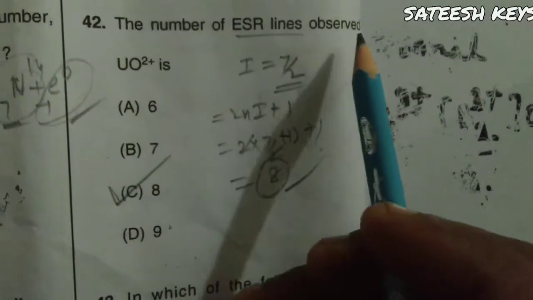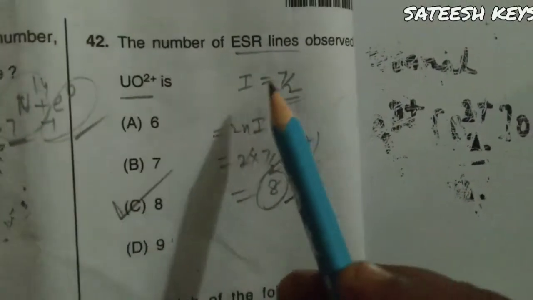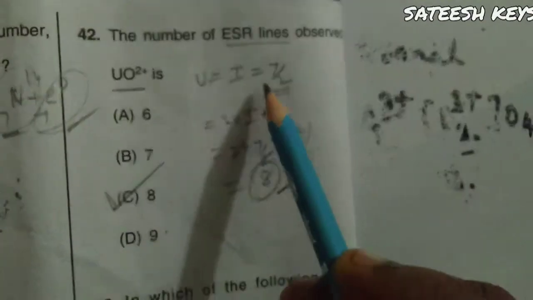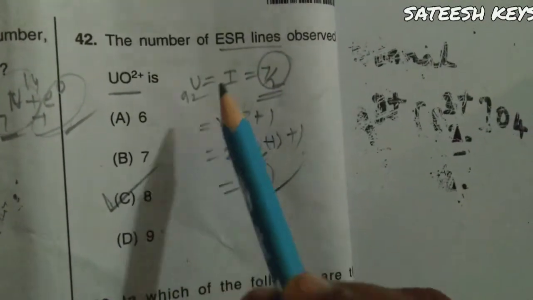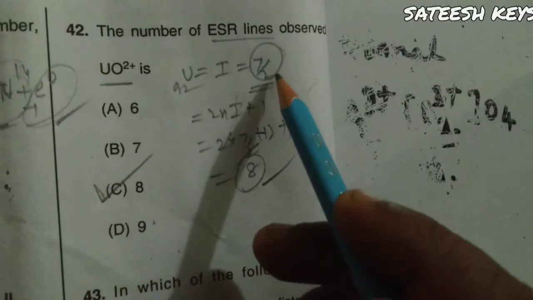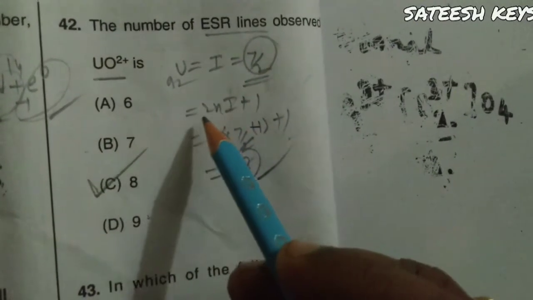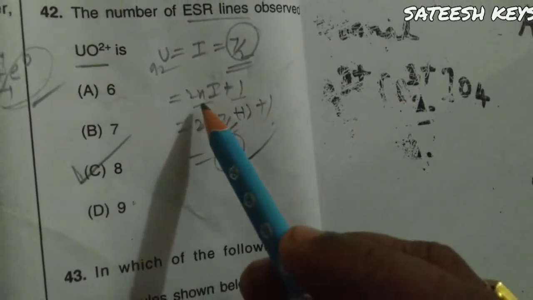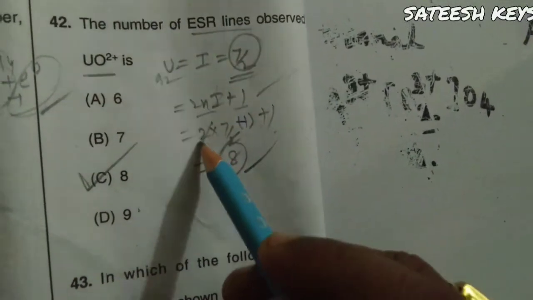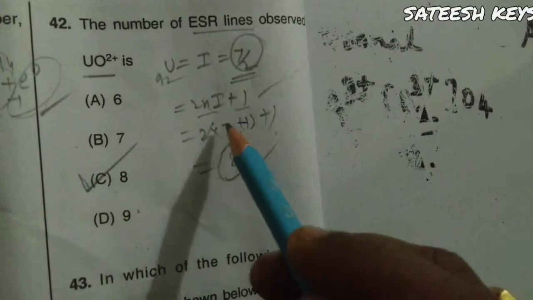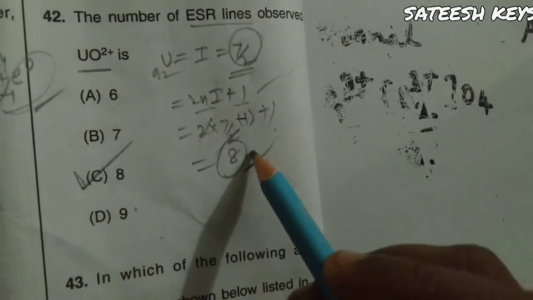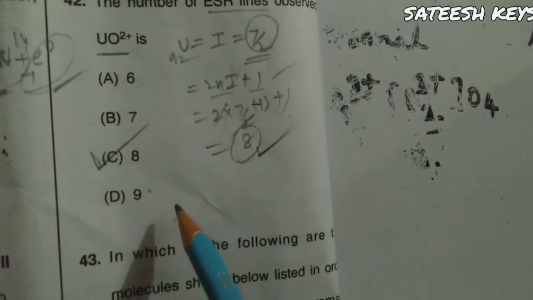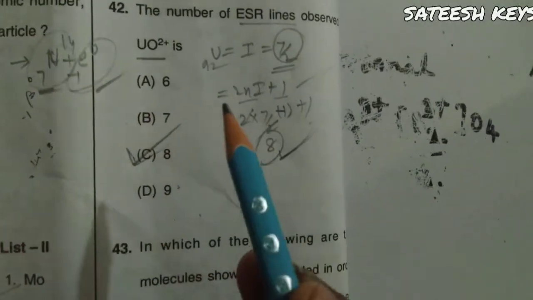The number of ESR lines observed in UO2 plus. Generally the uranium I value is 7 by 2. Uranium is element 92, so its I value is 7 by 2. The formula is 2nI plus 1, so we can easily calculate the number of lines. So 2 into n, where n is 1 uranium, I is 7 by 2, plus 1. Substituting the values, you will get 8 lines observed in the UO2 plus case.